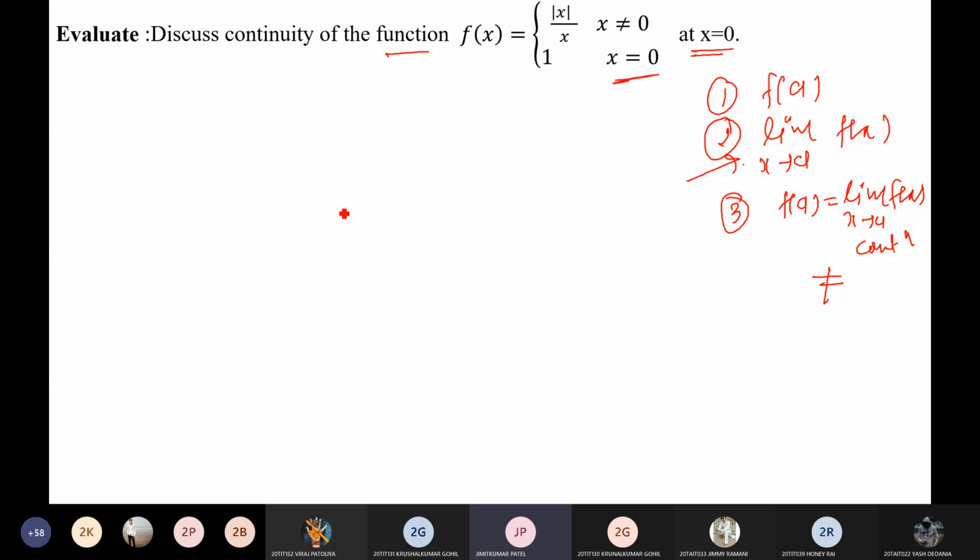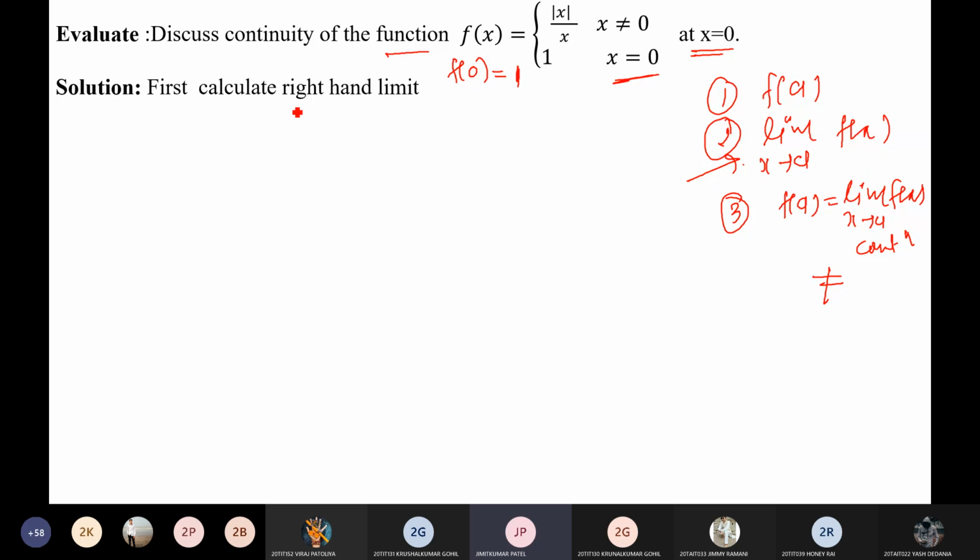So first we discuss f of a. What is my f of a here? F of a means my given point is 0. So what is my f of 0 here? It is 1, because at x is equal to 0, my function is 1. So my first step is f of 0 is equal to 1. Now I think about the second step, limit x tends to 0 of f of x.